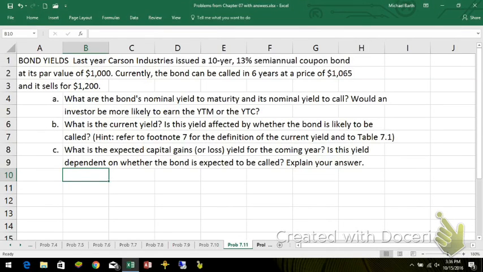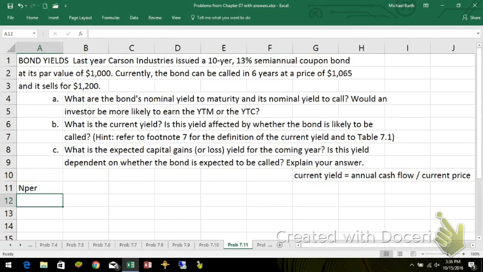This is problem 7-11 from Brigham and Houston's Fundamentals of Financial Management, Concise 9th edition. Problem 7-11 talks about two concepts. One is yield to maturity versus yield to call, and we are also addressing the idea of current yield. The definition of current yield is the annual cash flow, which would be the annual coupon, divided by current price. That's just one of those definitions you're expected to remember.